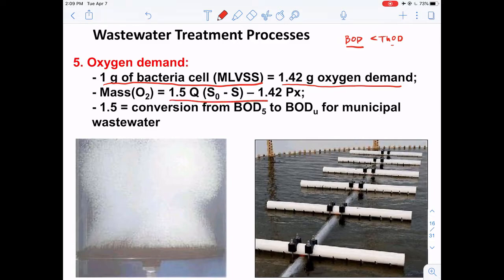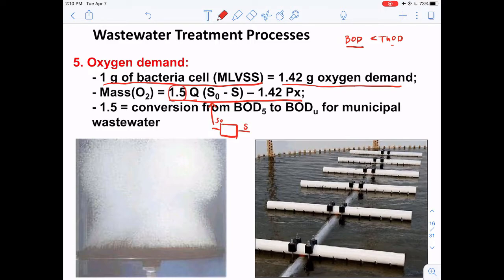organics there. So this is a very simple way to calculate the demand of oxygen to operate the activated sludge process. You can see that the mass of the oxygen is calculated by 1.5 multiplied by Q multiplied by (S0 minus S). S0 is the organics concentration at the inflow of the aeration tank, while S here is at the outlet of the aeration tank. Q is the flow rate going through the aeration tank. The S here has already been converted into BOD.